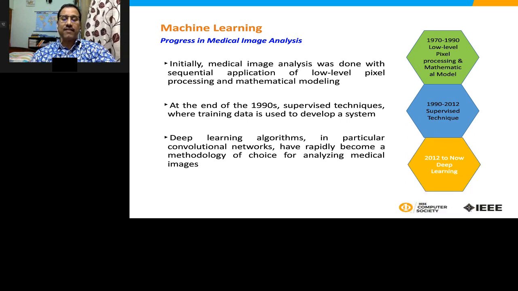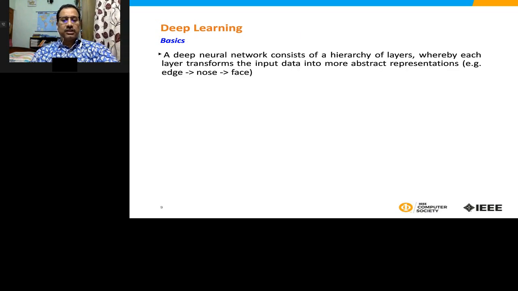As we can see, from 1970 to 1990, before machine learning, it was more the low-level features in terms of mathematical functions and computations. Then obviously supervised techniques like SVM-based classifiers came into existence, and from 2010 or 2012 onwards, we have the era of deep learning, and a lot of deep learning techniques are now being well used in the domain of medical image analysis. So before going into the deep learning architectures which are very well used in medical analysis, I will just give you a brief overview of what deep learning is.